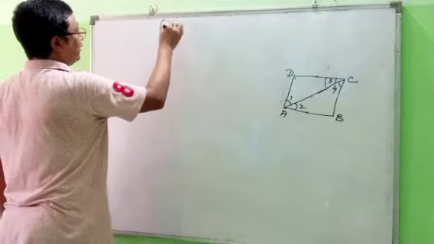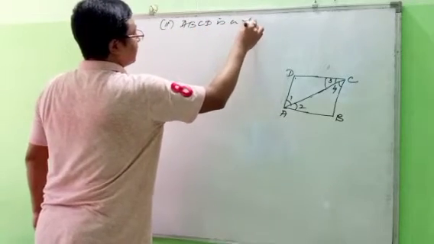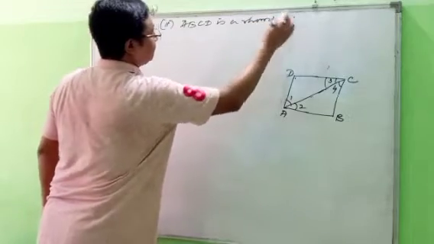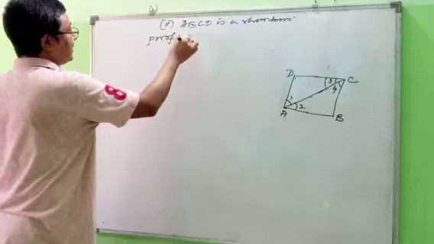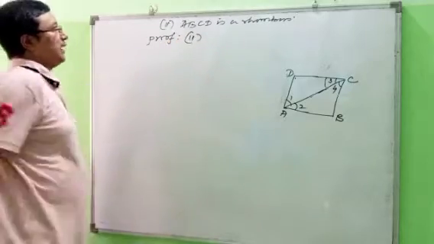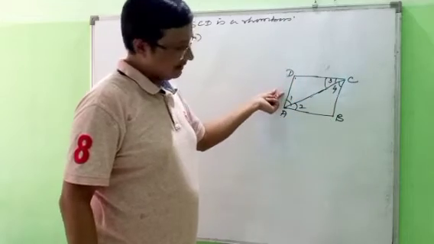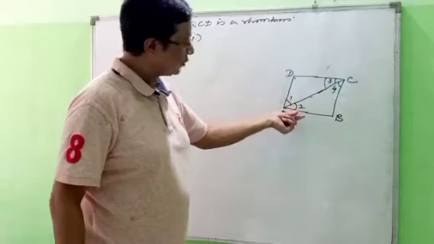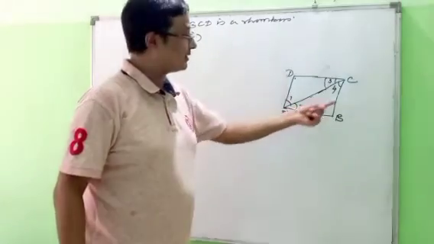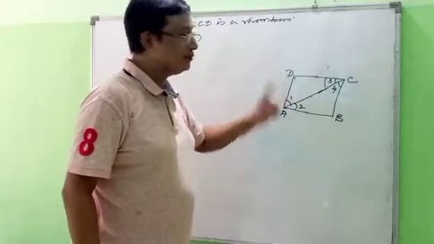Now the second one, ABCD is a rhombus. So the second proof. Now the proof comes, proof of this second one. ABCD is given as a parallelogram. You are to make this parallelogram into a rhombus, making the four sides equal: AB equals BC equals CD equals DA.